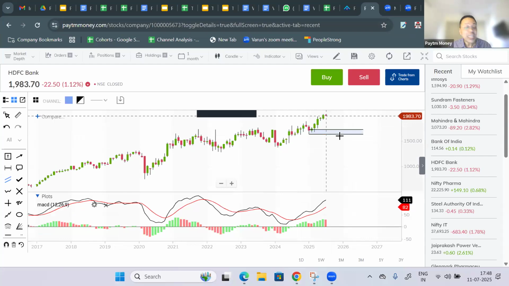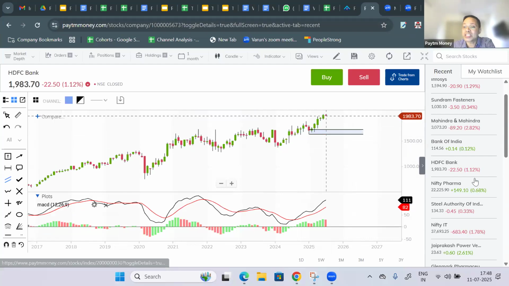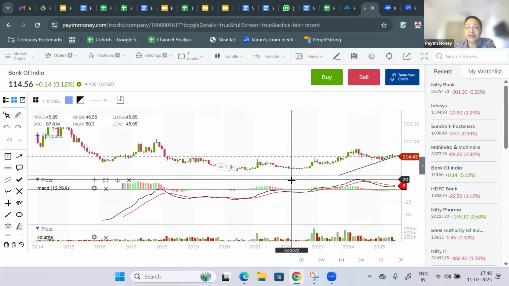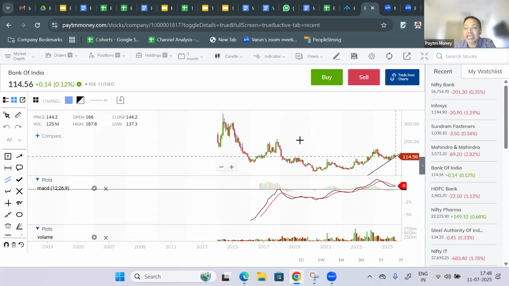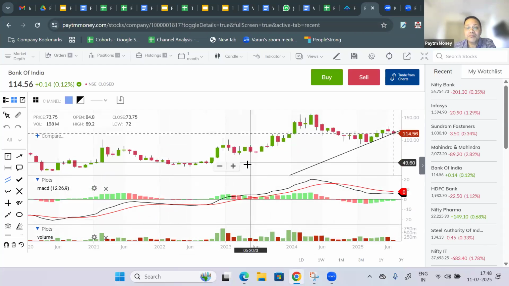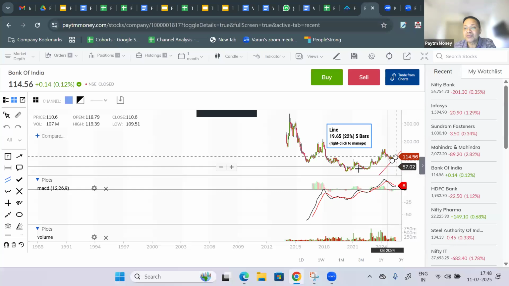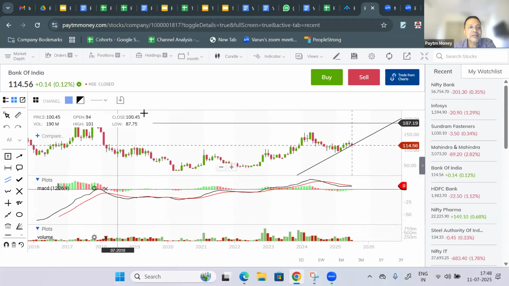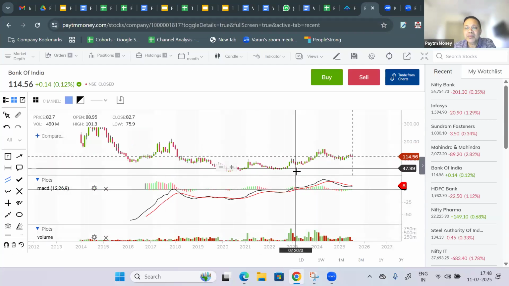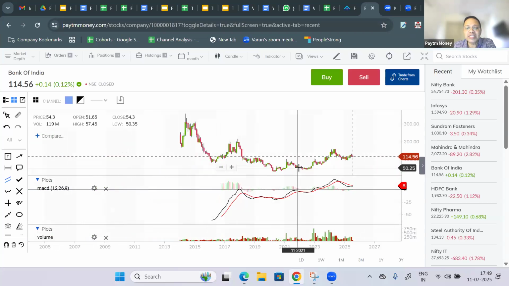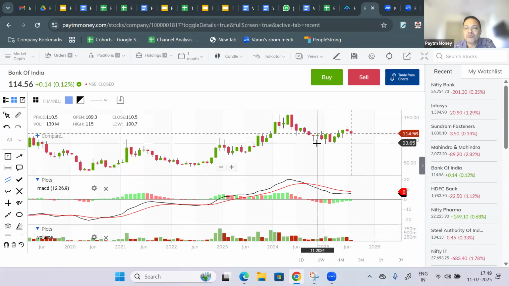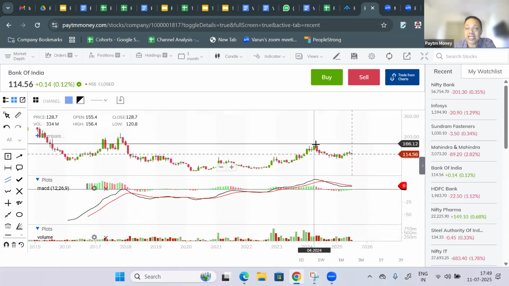So if you're an investor, I'm going to buy the stock, say Bank of India. Let's go Bank of India. This stock has been falling for quite some time. Now I'm going to go to a monthly chart. Just for example's sake, where is my demand zone? This itself is already moving out from the demand zone in a monthly chart.